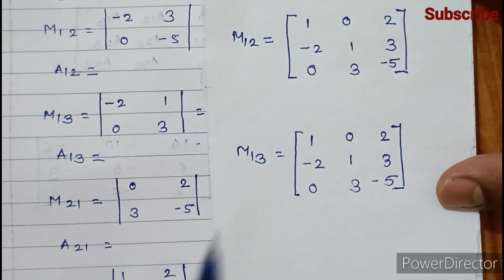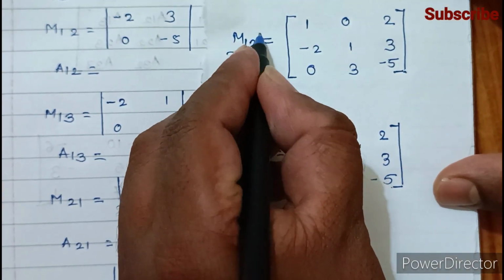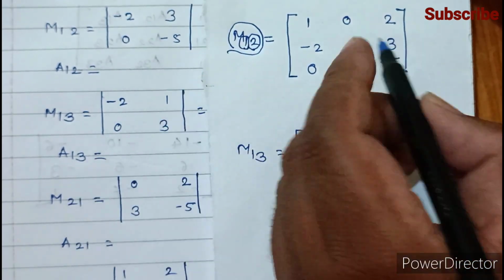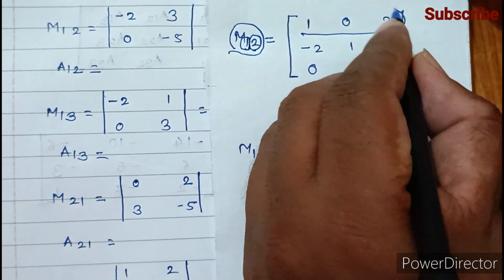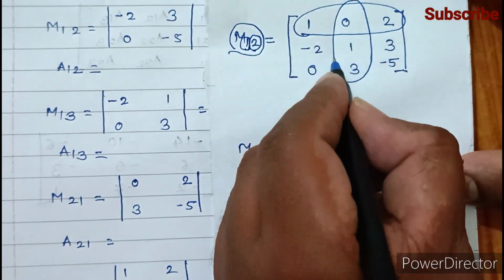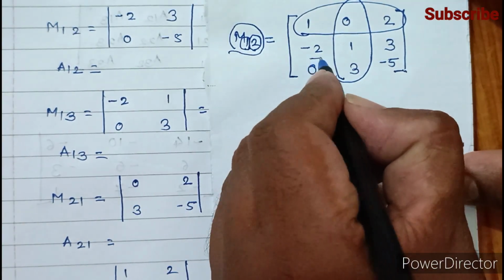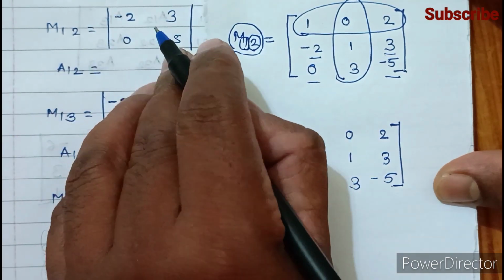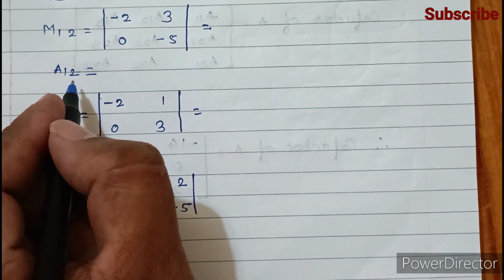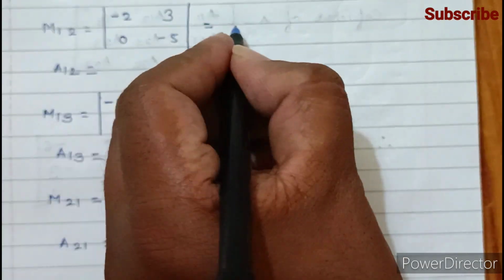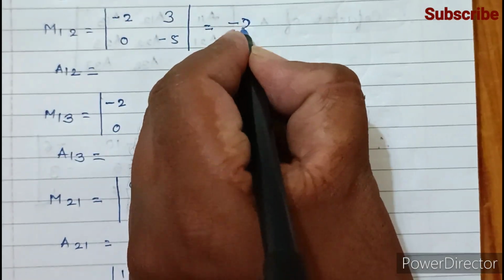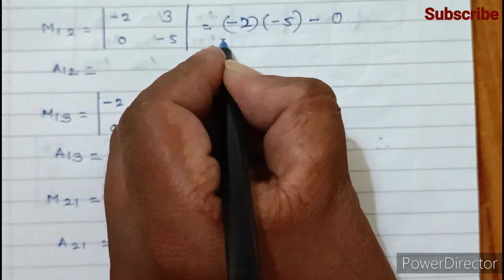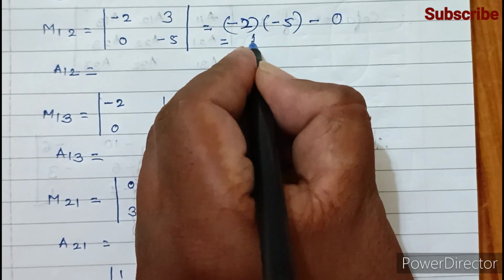Next we have to find the minor m12, that is the first row and second column should be eliminated, and the remaining elements are minus 2 3, 0 minus 5, that is minus 2 3, 0 minus 5 is written here. Now find the minor of m12, that is minus 2 into minus of 5, minus of this 3 into 0, that will be minus 2 into minus 5, that is plus of 10.